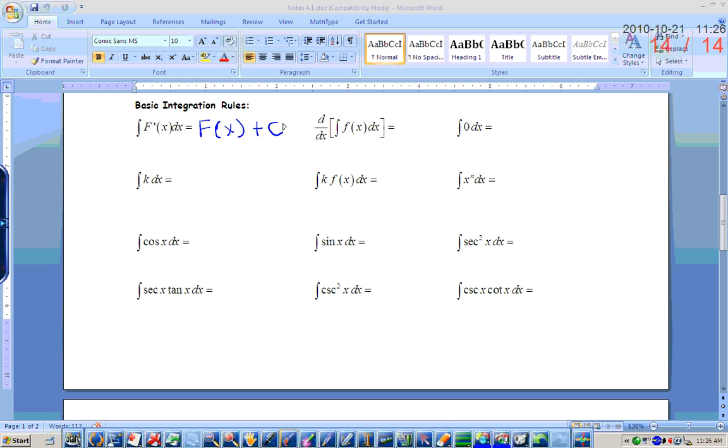Now, don't forget the plus c, because whatever capital F of x is, if there's a constant on it, when you take the derivative of it, that constant's going to be 0.